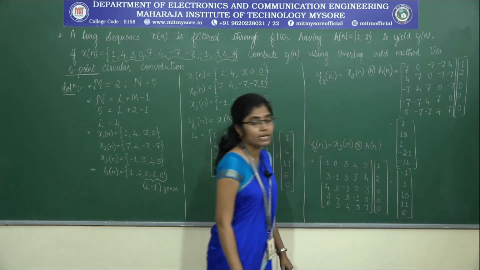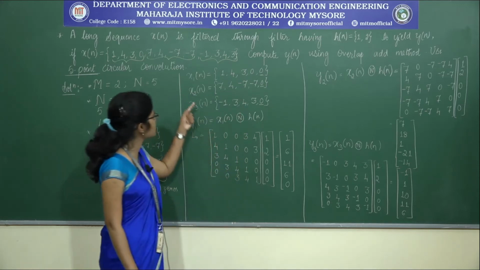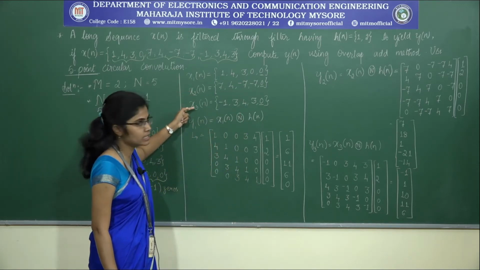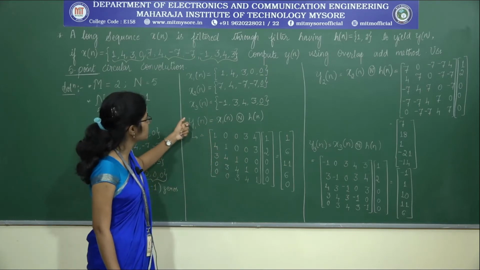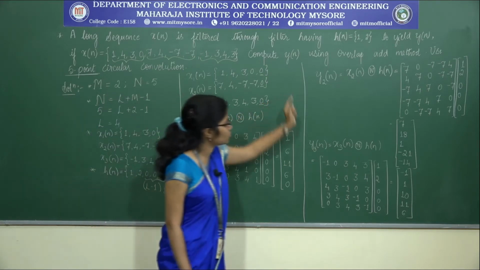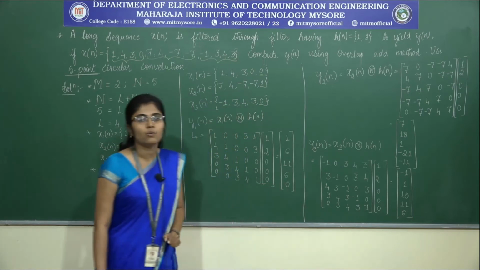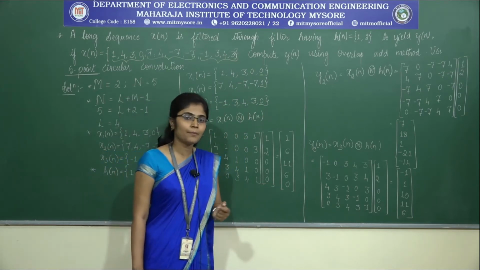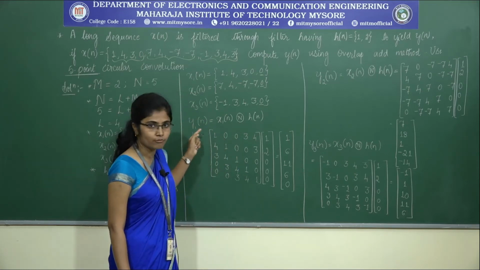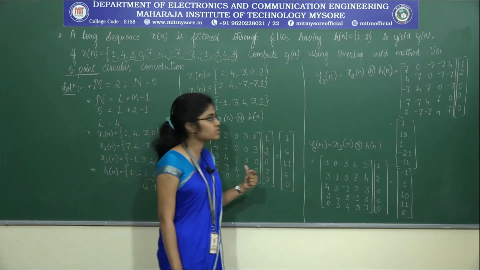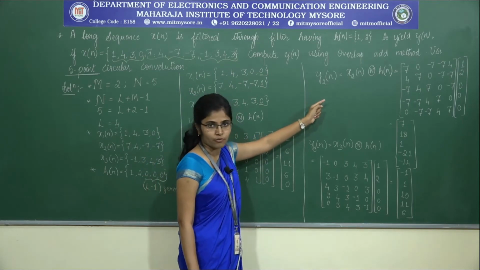So what we did, we had 3 subsequences, that is x1, x2 and x3. So we got 3 output sequences, that is y1 of n, y2 of n and y3 of n. Now what I need to do, I need to overlap the last m minus 1 samples of y1 of n with the first m minus 1 samples of y2 of n.